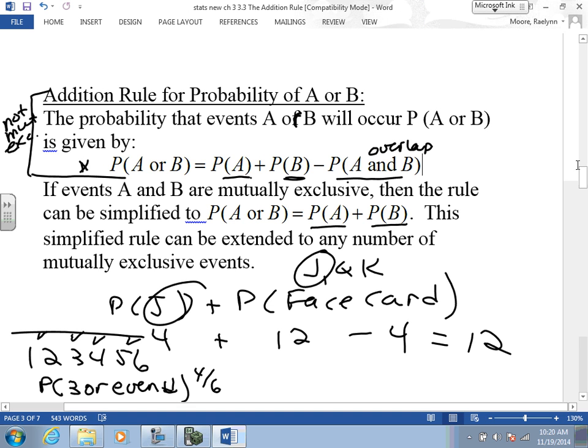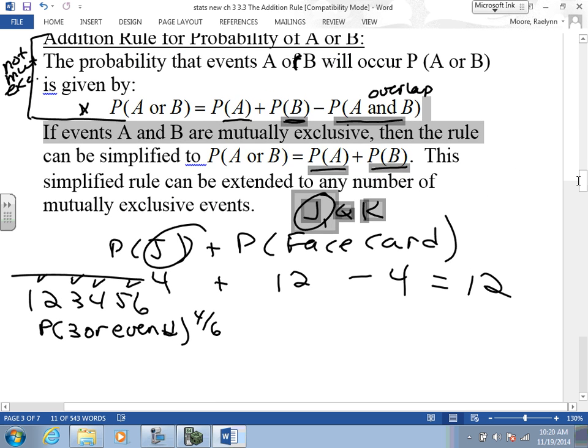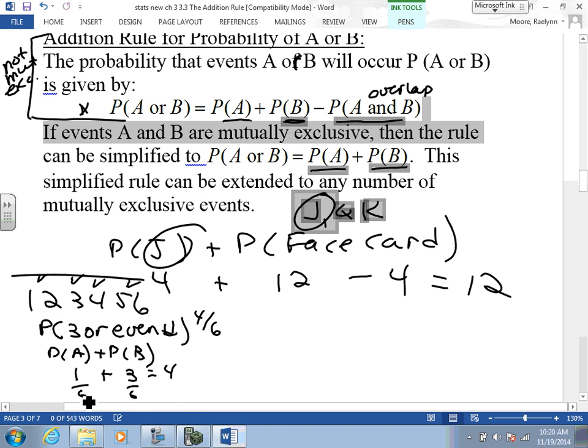Here's my rule: probability of A plus the probability of B. So I got 1 plus 3 over 6 is 4 over 6. Mutually exclusive. Good?